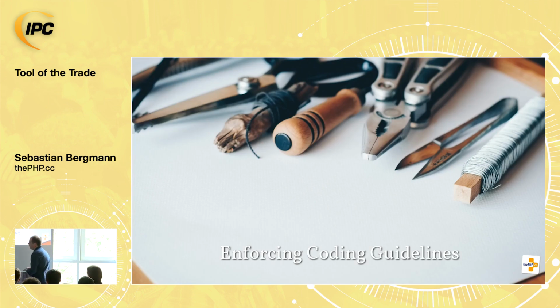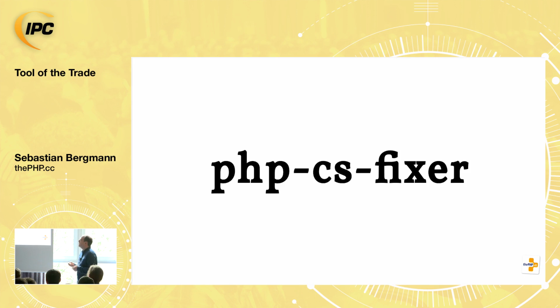Different kind of tools, enforcing coding guidelines. Not going to talk about PHP Code Sniffer, because I stopped using that a while ago. I'm using php-cs-fixer. And a lot of other people are using php-cs-fixer. That started as a tool that only did what the name says that it does. It fixes your code, cleans it up so that it conforms to your configuration of coding style. At some point, they implemented the dry run feature, which now allows it to be used in continuous integration.